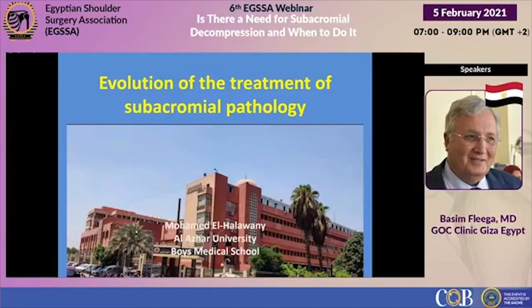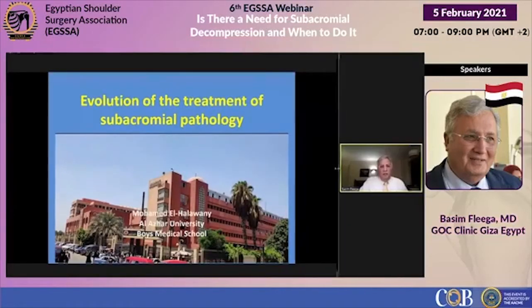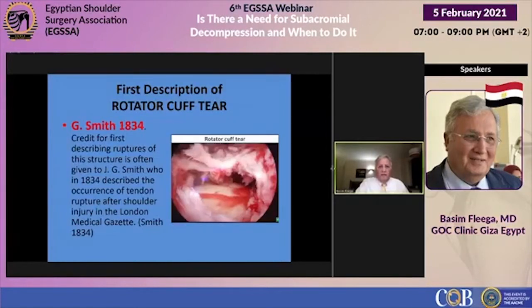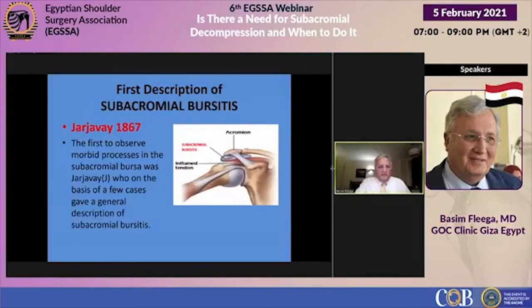Good evening. I will talk about the evolution of the treatment of subacromial pathology. A quick review. The first description of rotator cuff tear was done in 1834 by Smith. And in 1867, Jarjavay was the first to observe a morbid process in the subacromial bursa, who, on the basis of a few cases, gave a general description of subacromial bursitis.